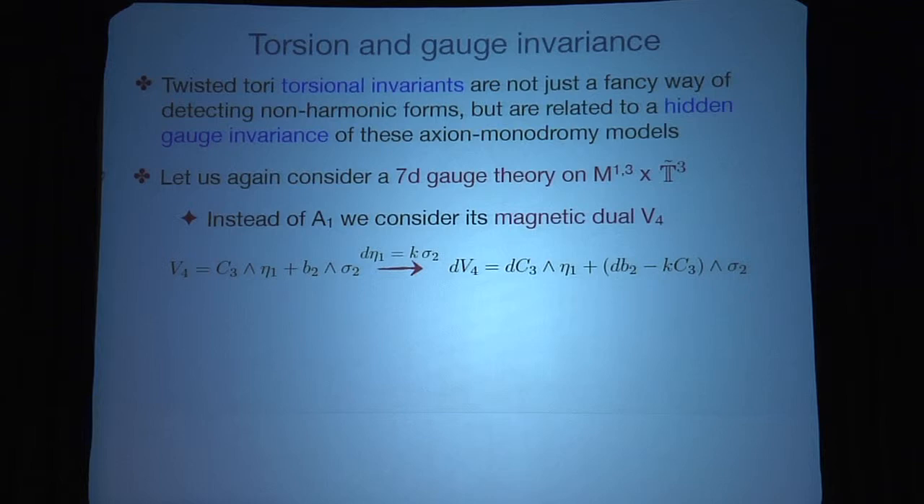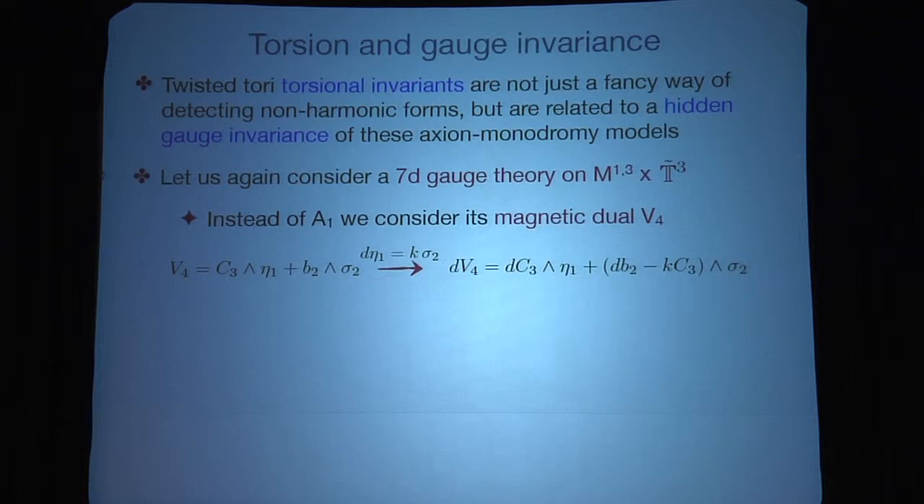Now, given this nice picture, which is basically what gives you the original idea of axion monodromy inflation in this particular way, the question is, does this picture help prevent wild ultraviolet corrections, okay? Which is the big question here. Now, one can see that this is the case in the following sense. This torsional invariance is actually behind a hidden gauge invariance of this whole system.